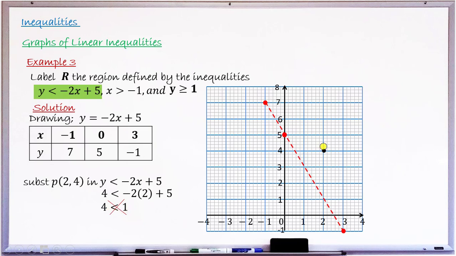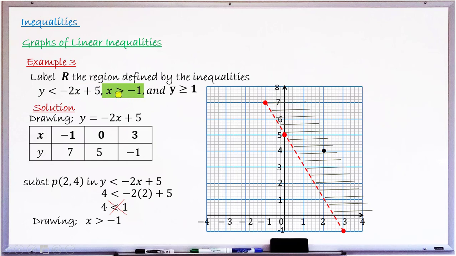Which means this part doesn't give the solution of this inequality, which means it is this that I'm going to shade. So let me just shade it. So I'll now move to the other two inequalities. The other two inequalities are simple ones. I have x greater than minus 1, x greater than minus 1. This is the second inequality.